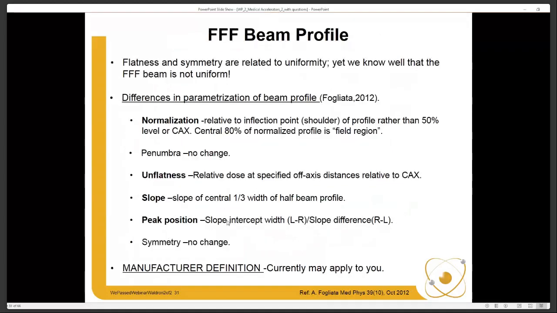And we're going to look at the intercept of the two slopes to look at peak position. So these two values are in addition to flatness and symmetry to consider the qualities of a flattening filter free beam profile. And of course, each manufacturer has their own definition of what qualifies as an acceptable deviation from these for their beam profiles. It's sort of beyond the scope of this lecture to get into that, but I thought I'd include it, since it is part of the machine in the head.